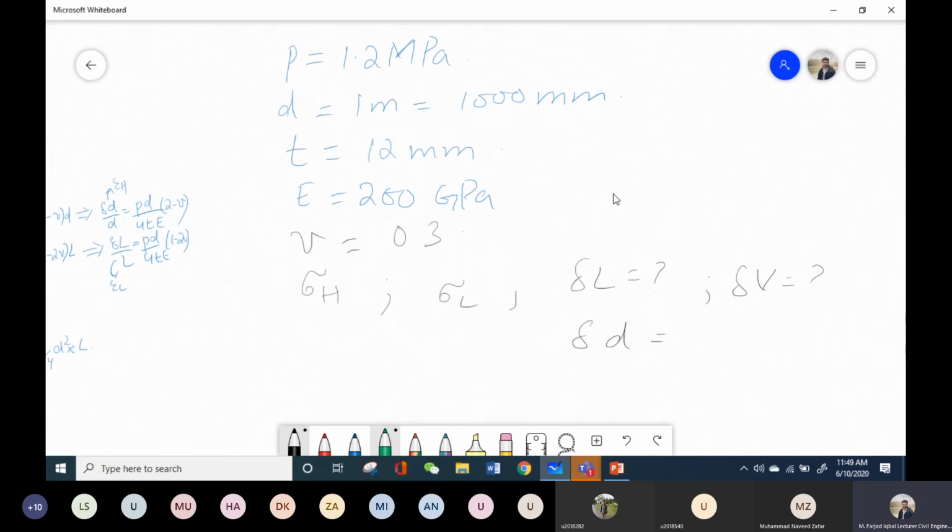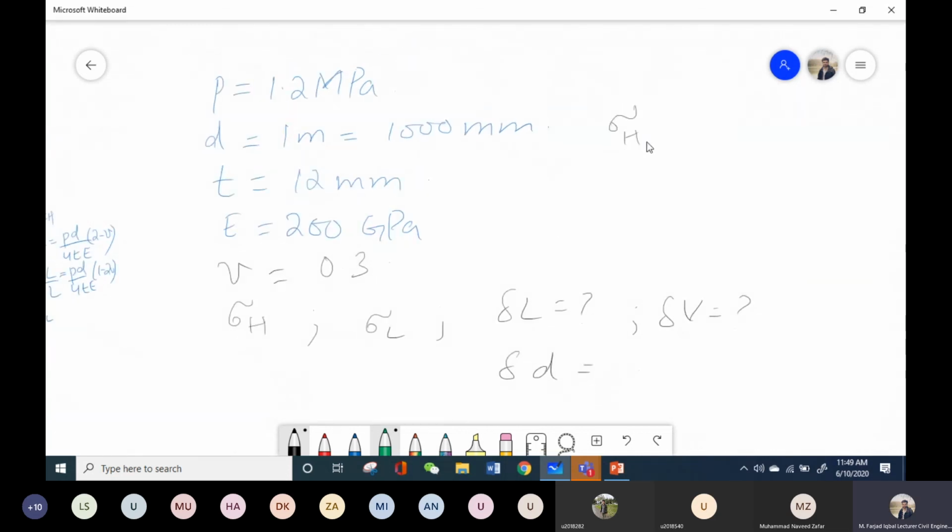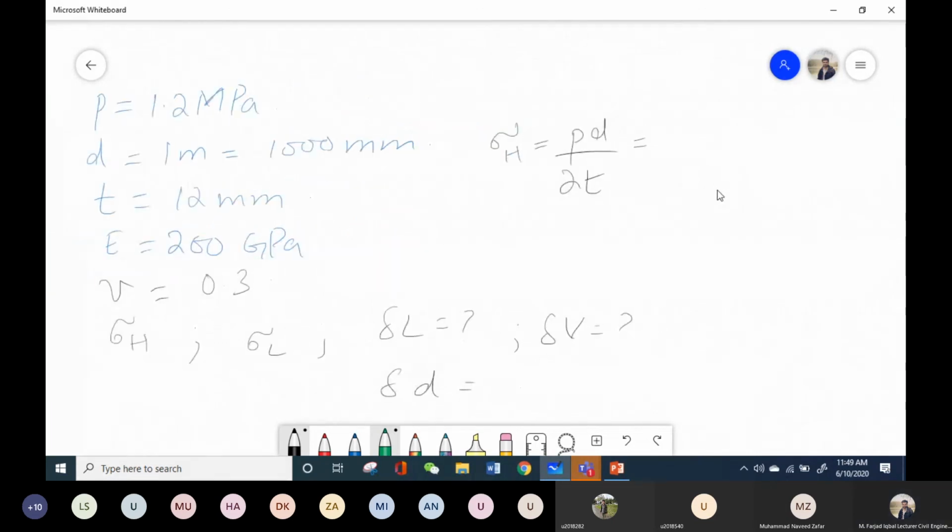So what will be the hoop stress for this case? Again, we have to use the same formula, that is Pd over 2T. The pressure is given as 1.2 megapascal, so that is 1.2. The internal diameter is 1000 millimeter. The thickness is 12 millimeter. So what is the hoop stress? 50. And what will be the unit of this one? Megapascal. Yes.